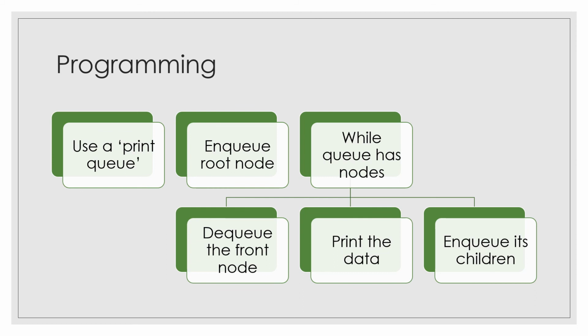So the queue keeps getting bigger and bigger until we get to the bottom of the tree where we start to reach the leaf nodes. And at that point, we're dequeuing the nodes and they don't have any children, so we're not adding anything to the queue. So at the bottom of the tree, the queue starts to get smaller and smaller until every item has been dequeued and we've printed out the data from every item in the tree.